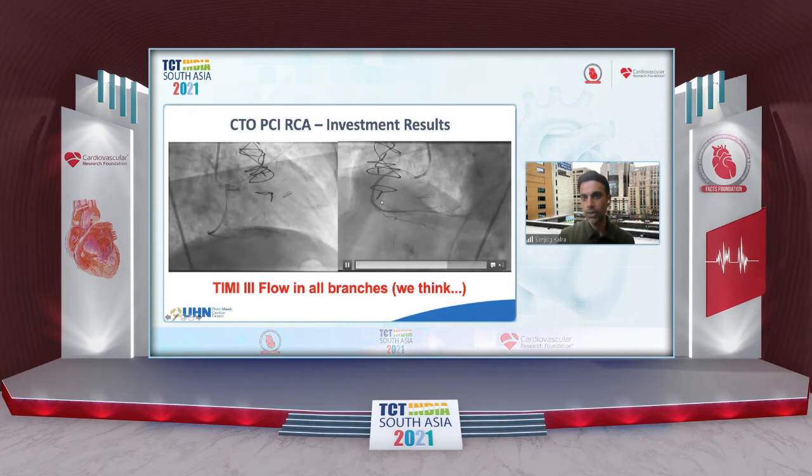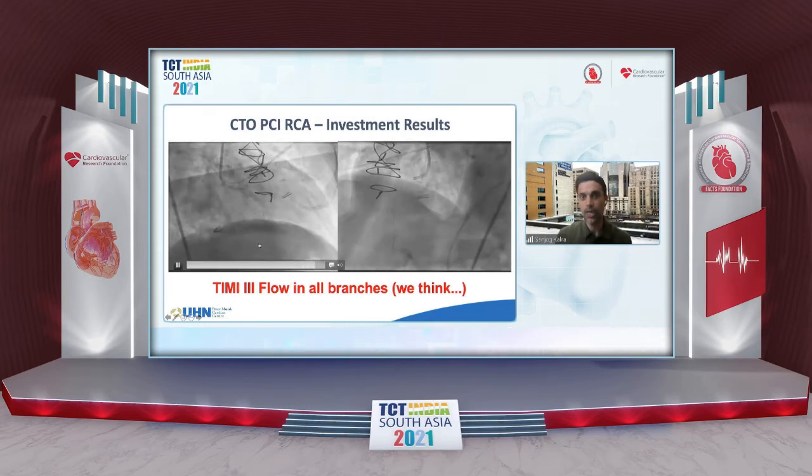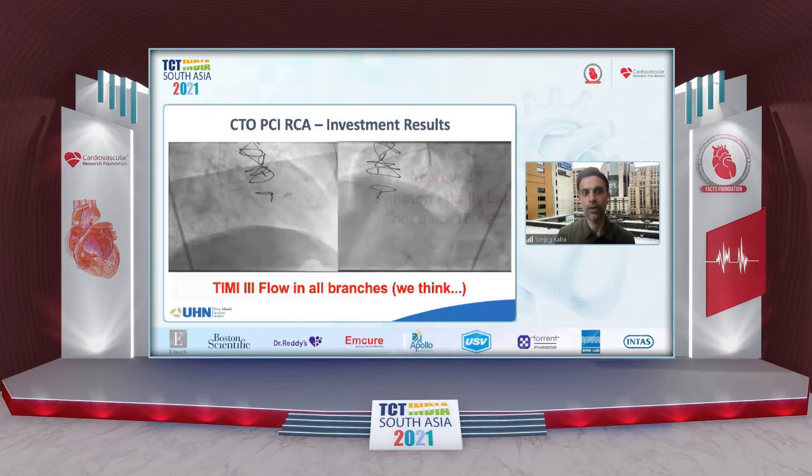So you can see you have TIMI 3 flow into this RPL system. You have TIMI 3 flow into what I think is the starting of a PDA. There's a couple of different branches coming out. We're reasonably happy with this, and we decided we're going to go ahead and invest.